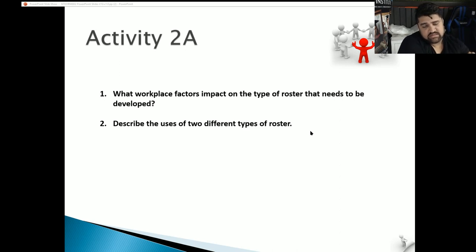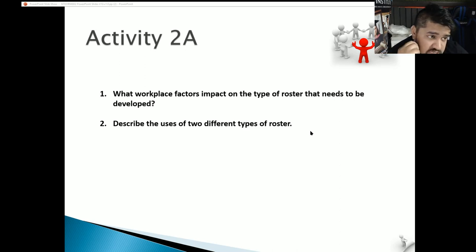Okay, describe the use of two different types of rosters. What we usually do in hospitality is use the staggered roster. So we have a roster of workers who start at different times. Essentially one might pick up after the other, as the period of our service might be longer than we can have workers in the workplace for.